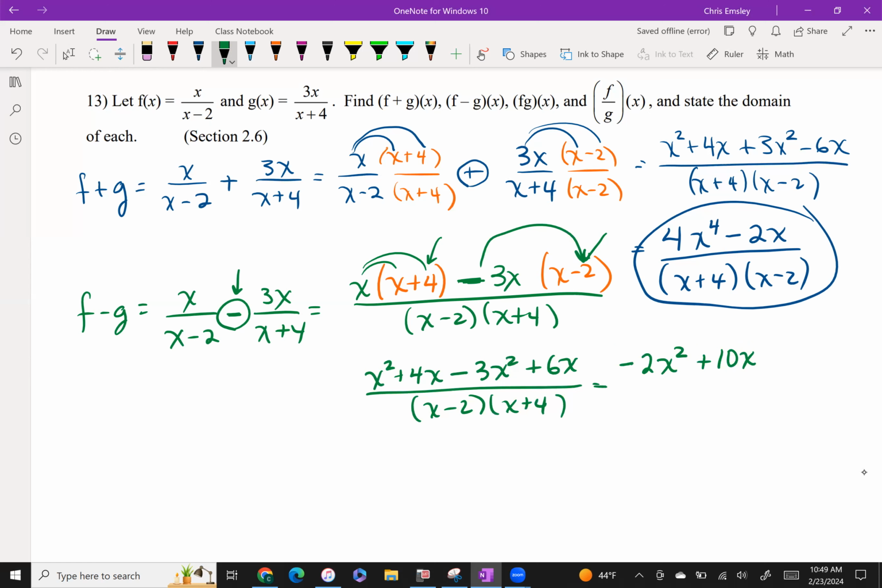Oh, I made a mistake when I wrote down the answer on the last one. Did you catch it? If you caught it, good job. That should not be 4x to the fourth. You don't add those exponents. They are like terms. The exponent stays. It's x squared plus 3x squared, which is 4x squared. Sorry about that.